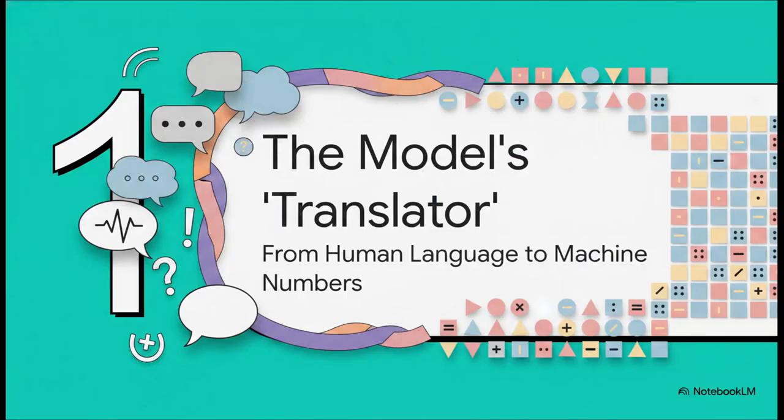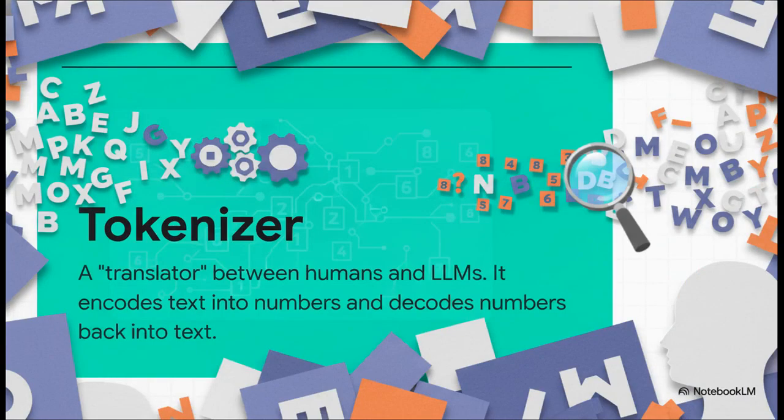Okay, so before we can really grasp what a context window is, we have to understand the unit it's measured in. You see, at its heart, an LLM is just a giant, complex mathematical function. It doesn't understand words or sentences or sarcasm. It only gets one thing: numbers. So the very first problem we have to solve is, how do we bridge the gap between our language and its? Well, we need a translator, and in the world of AI, we call that a tokenizer.